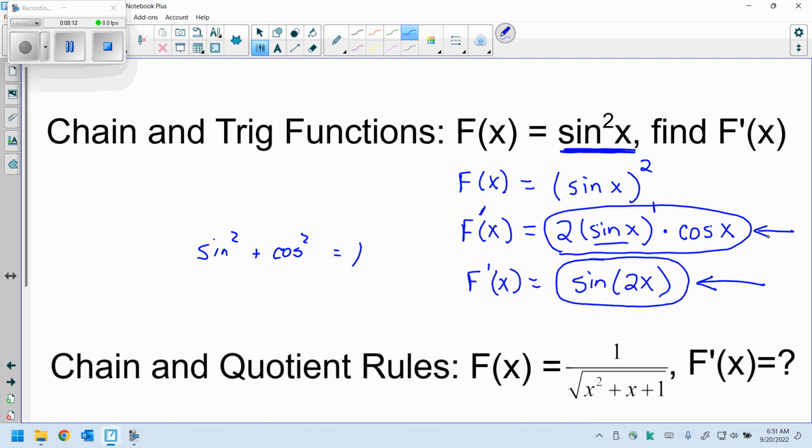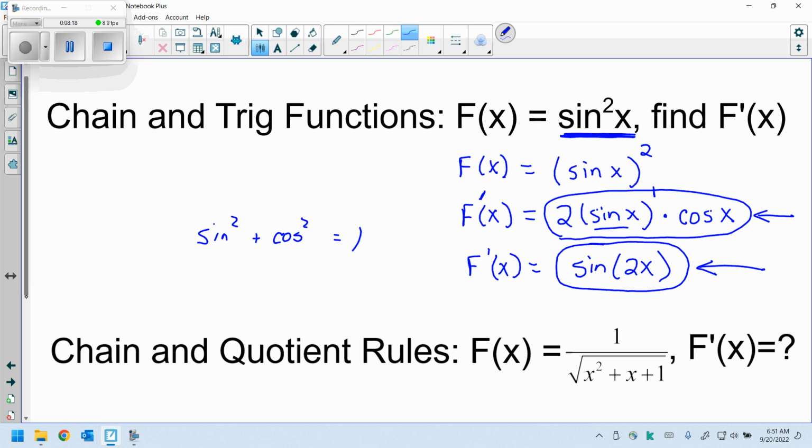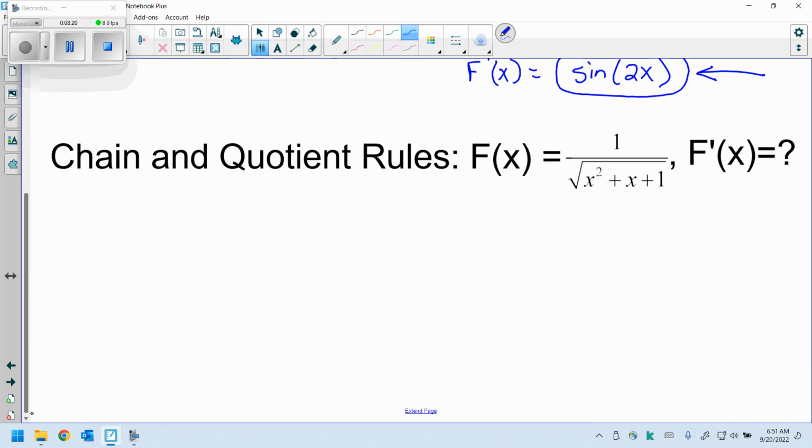Just remember to write trig functions raised to an exponent with parentheses. And chain rule is going to jump out at you because you saw those parentheses. Now, biggest pain. Third slide's always the biggest pain. And that biggest pain comes in the form of chain and quotient. Now I'm going to take this thing down here. I'm going to get rid of the radical sign. I'm going to call it to the 1/2 power.